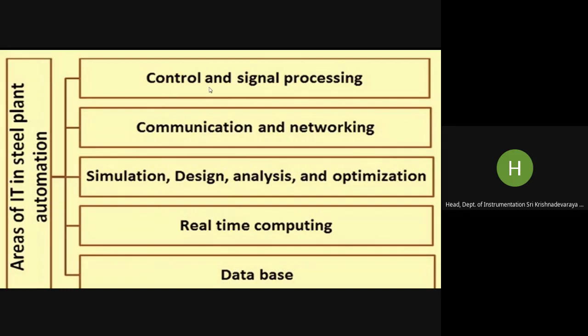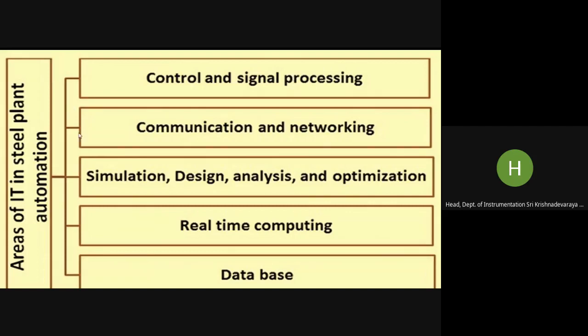You need to understand the control and signal processing of the blast furnace stove. That means how many parameters are there? We have seen the typical control system. How many process parameters are there? How are they controlled? How is the signal processed? All that you have to work out.